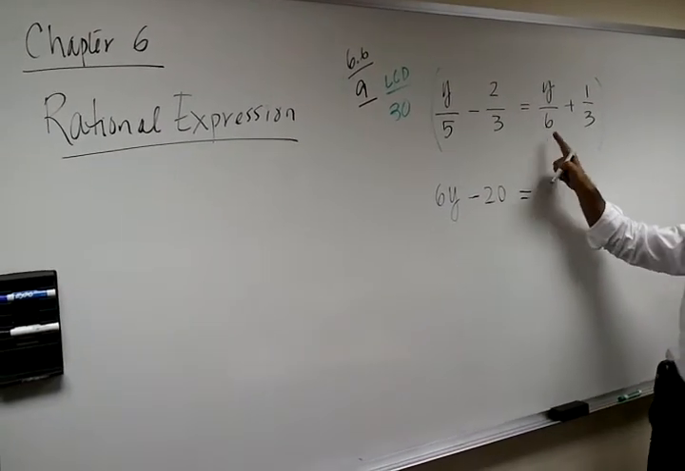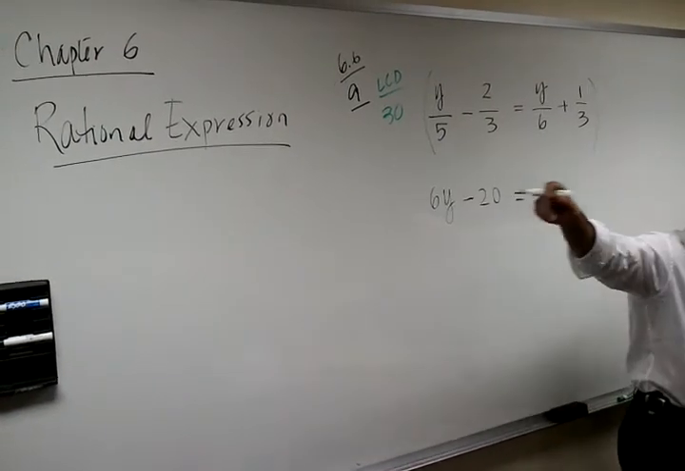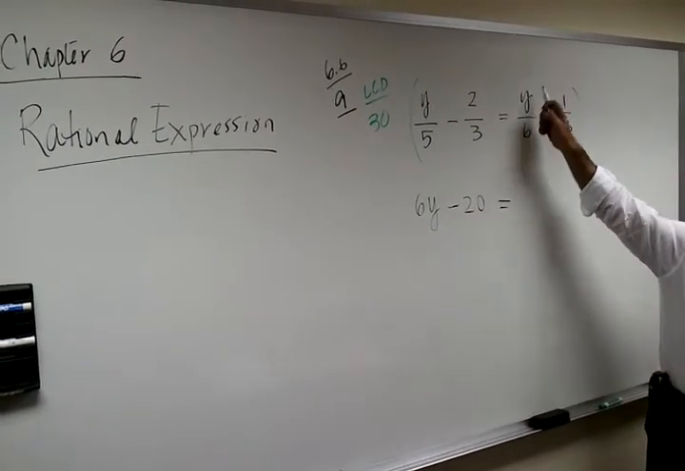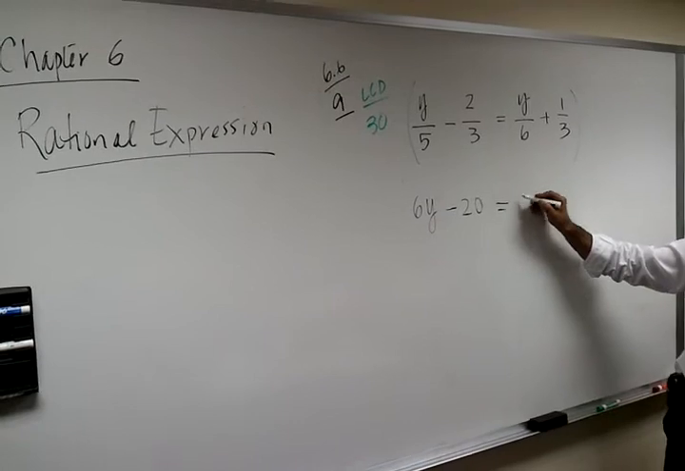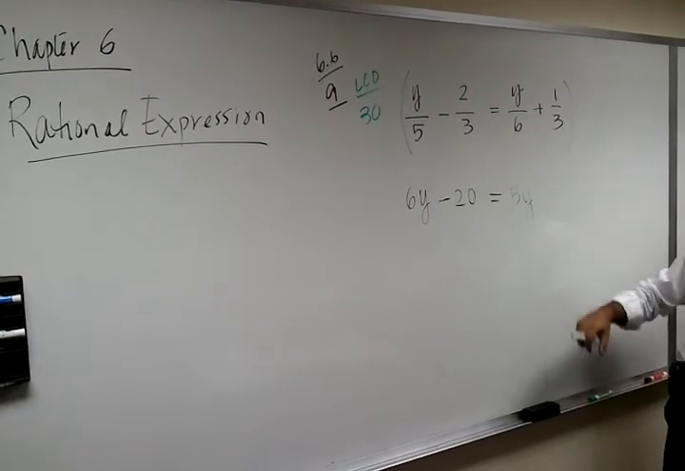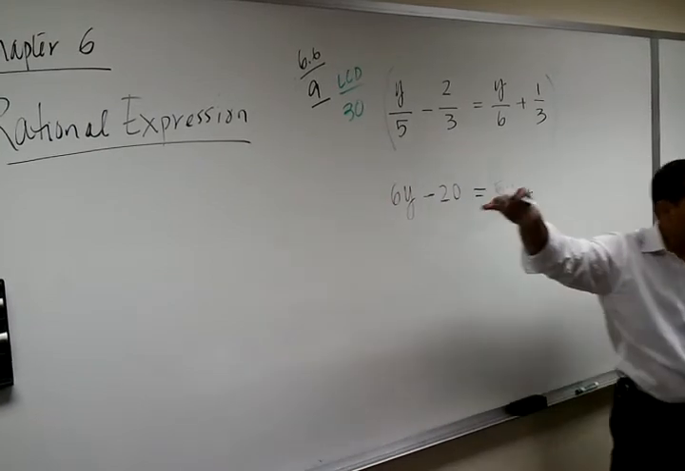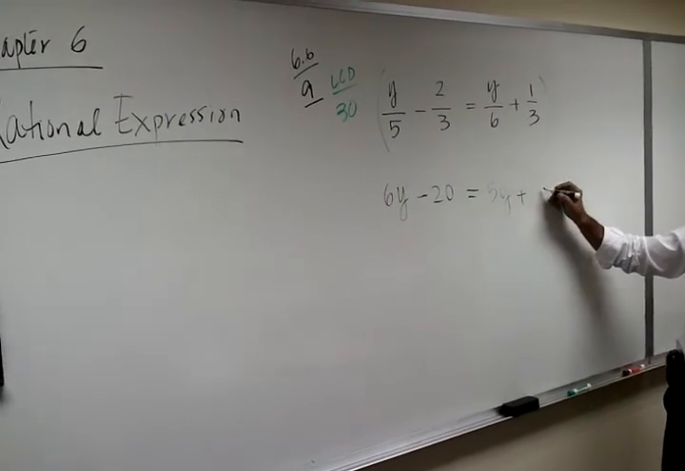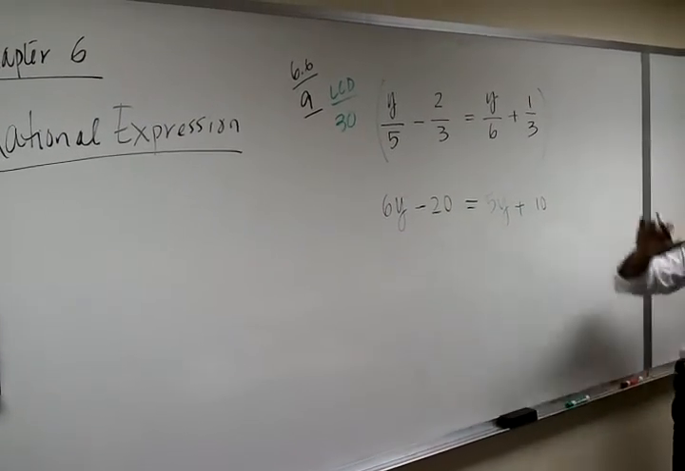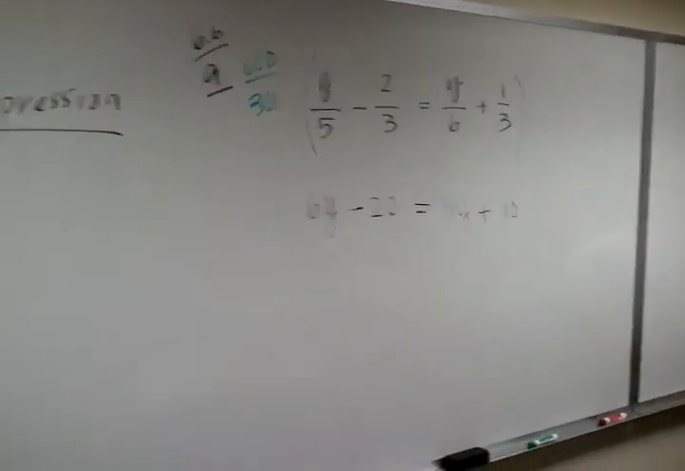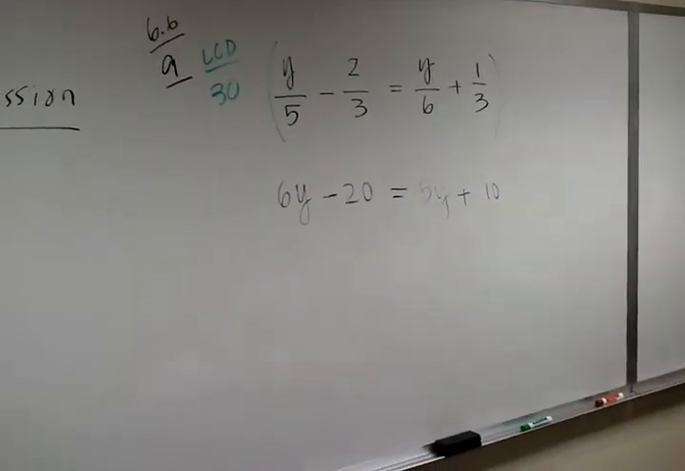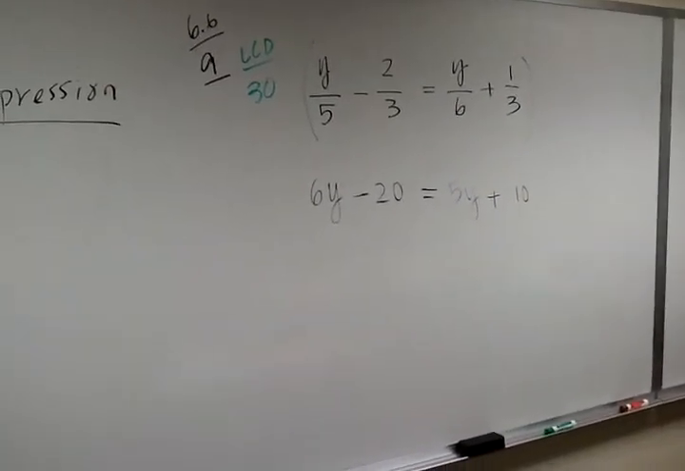Equal to 6 will go into 30 how many times? 5. And the 5 will multiply the top numerator with y, so it's going to become 5y. Plus 3 is going to go 30 how many times? 10. And 10 will multiply with 1, so it's going to be 10. So right from the one step to the second step, we no longer have any denominators, right? And now it's just a matter of solving for y in this case.